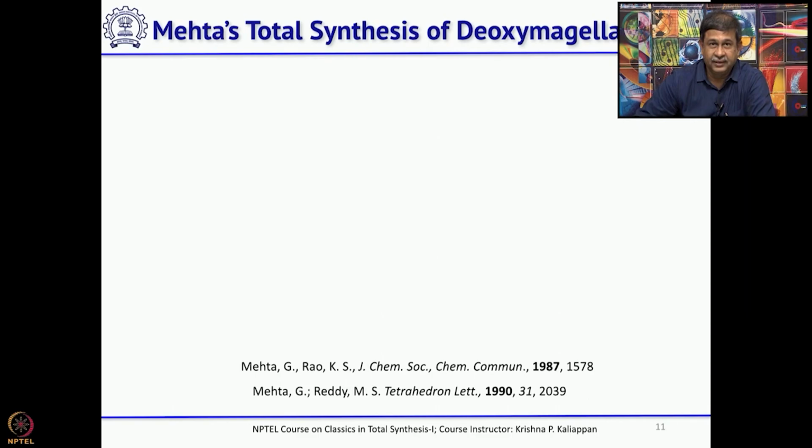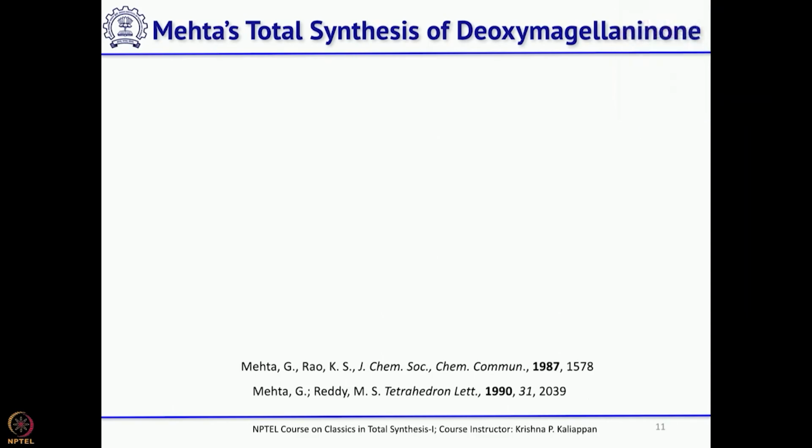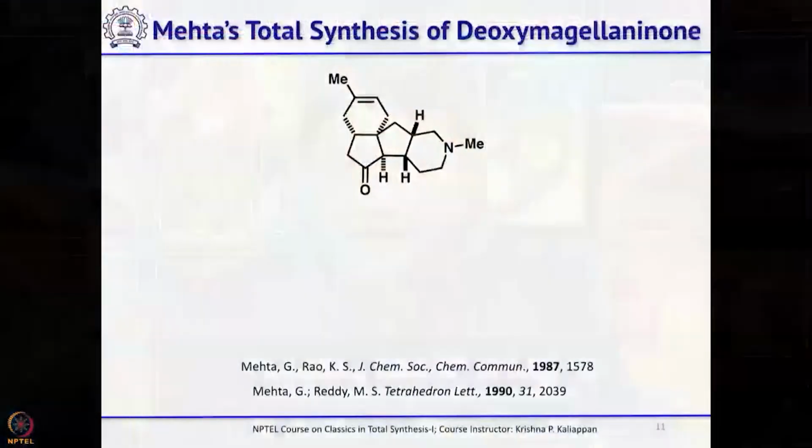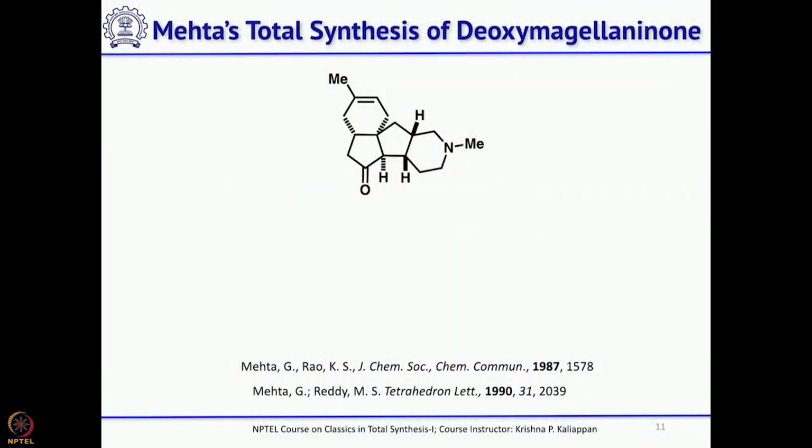So now we will move to another natural product which is not a triquinane, but it has a diquinane substructure plus one 6-membered ring and another 6-membered ring having a heteroatom. So this molecule is called deoxymegalinone. Okay, you can see there are two 5-membered rings and one 6-membered ring and another 6-membered ring, which we can call N-methyl piperidine.